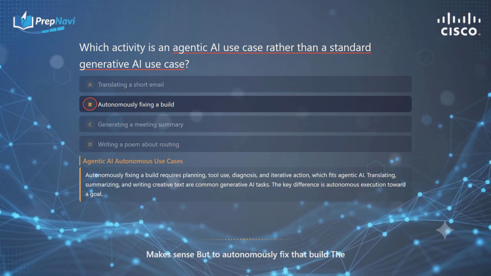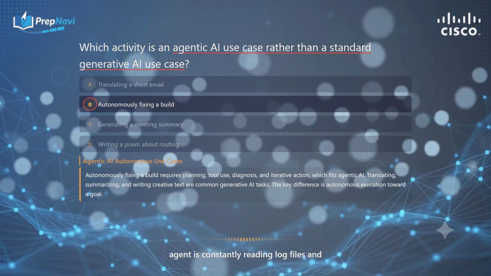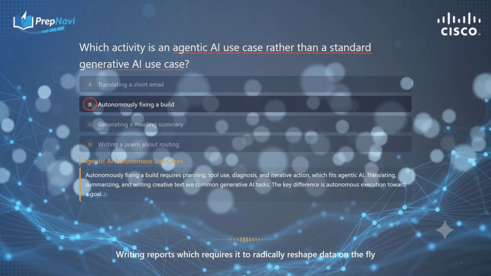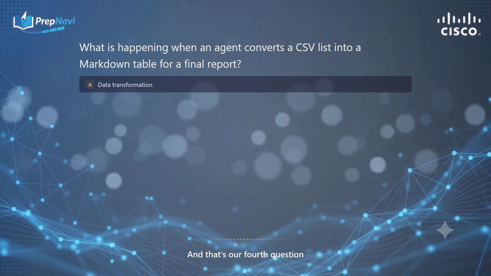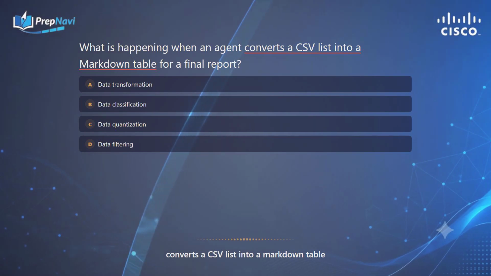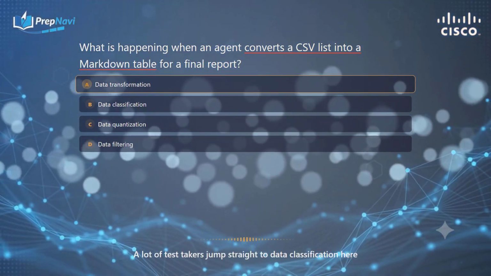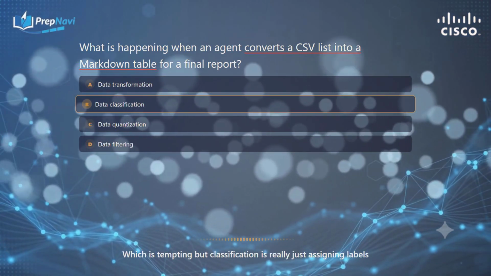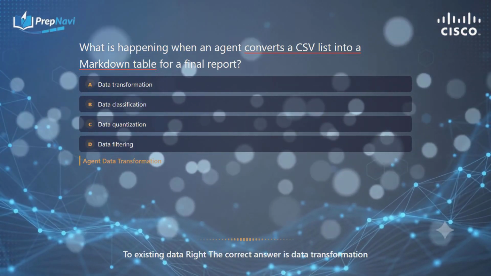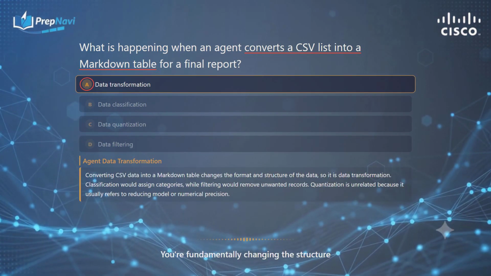Makes sense. But to autonomously fix that build, the agent is constantly reading log files and writing reports, which requires it to radically reshape data on the fly. And that's our fourth question. What process occurs when an agent converts a CSV list into a markdown table for a final report? A lot of test takers jump straight to data classification here. Which is tempting, but classification is really just assigning labels to existing data. Right. The correct answer is data transformation. You're fundamentally changing the structure.